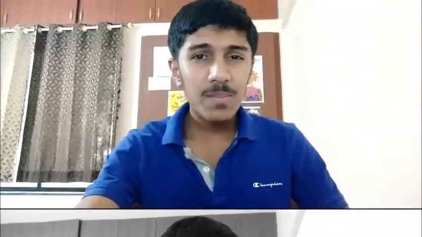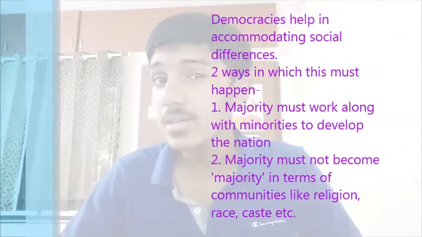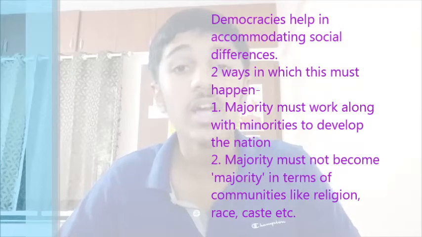So in that respect, democracy has definitely not done enough for the poor people and to eradicate poverty. Now let's come to another plus point of a democracy, and that is that democracies help in accommodating social differences, right? So what are the two things that democracies must take into consideration as they do so?